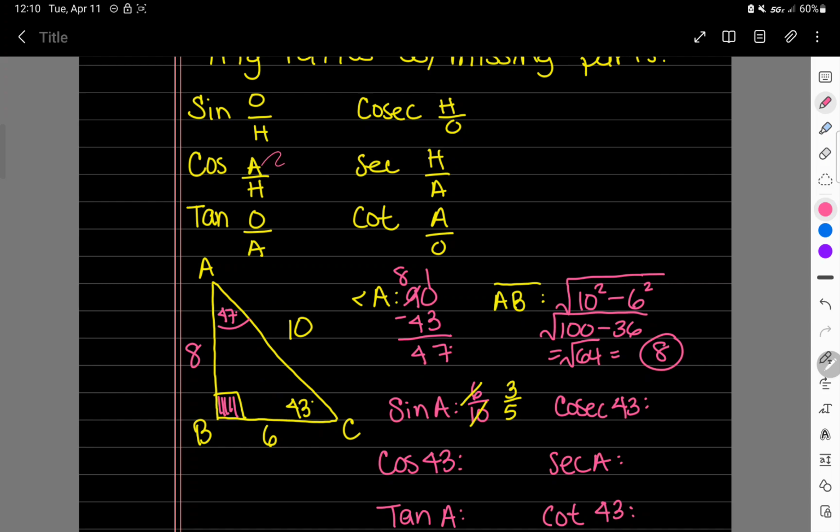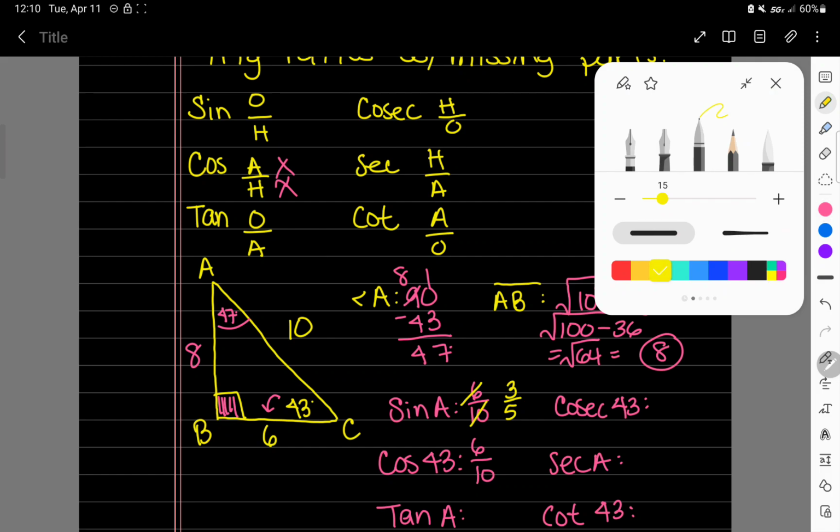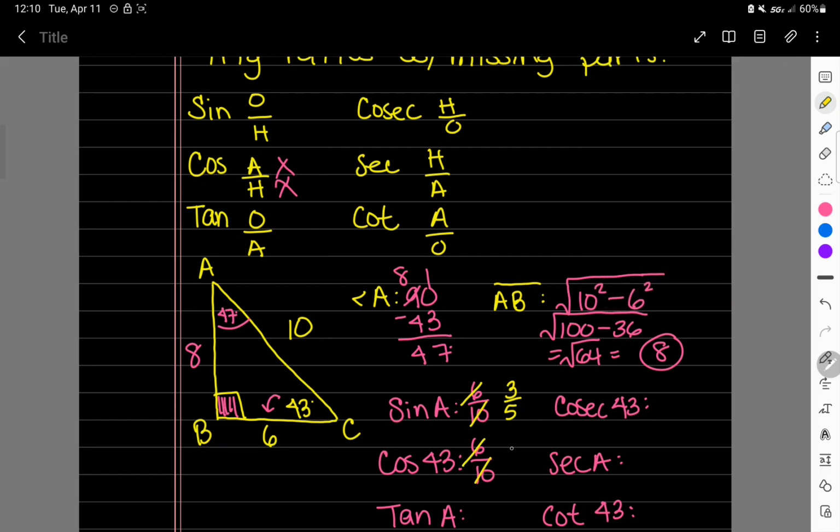Cosine of 43. Cosine is adjacent over hypotenuse, but we want the adjacent of 43. So the hypotenuse, we know it's 10. Again, the hypotenuse is C side. This is always the hypotenuse. So that will not be our adjacent. So this is 10 on the bottom. Adjacent to 43, adjacent is the neighbor, so 6. So it happens to be the same thing as the one on top, so we're going to put the same fraction, 3 over 5.